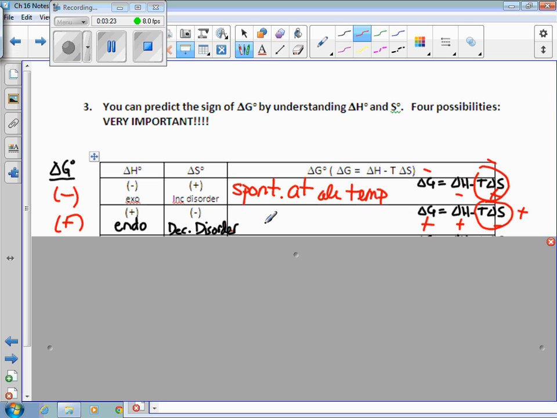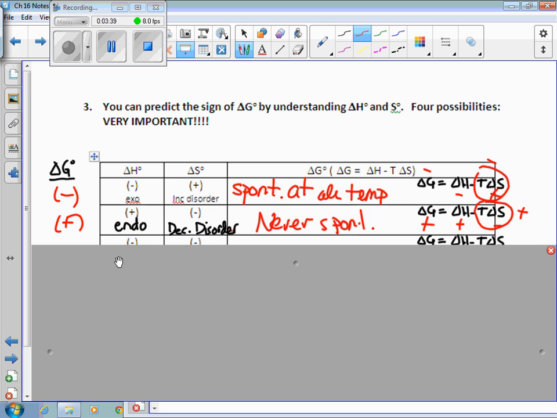This is never spontaneous. So if you have a process for which these numbers fit, then it doesn't mean that reaction can't happen. It's just you have to do a lot of work to make it happen. And we'll talk about some examples in a minute.